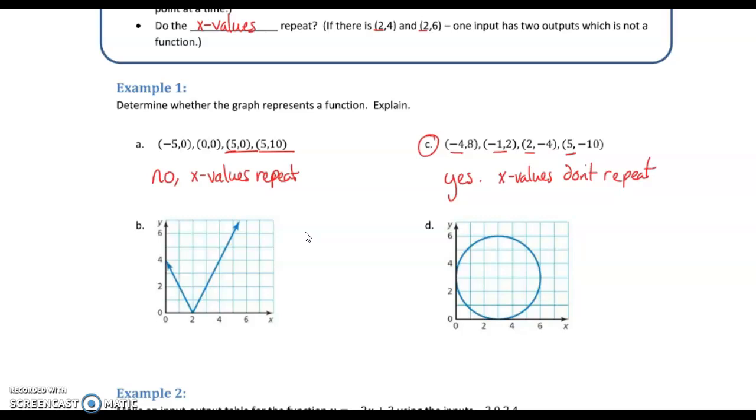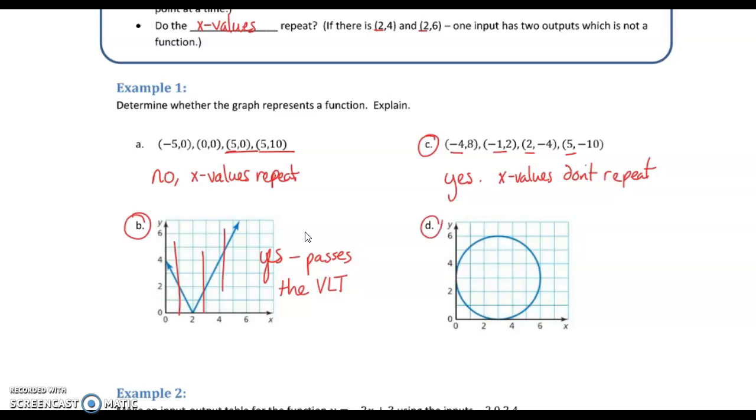All right, so now down here we have graphs. So you're going to use the vertical line test. So if you use the vertical line test on B right here, is it a function? All right, yes, it is, because it passes the vertical line test. I'm going to abbreviate VLT for vertical line test, because anywhere you draw a vertical line, wherever you draw it, it never goes through the graph more than one time.